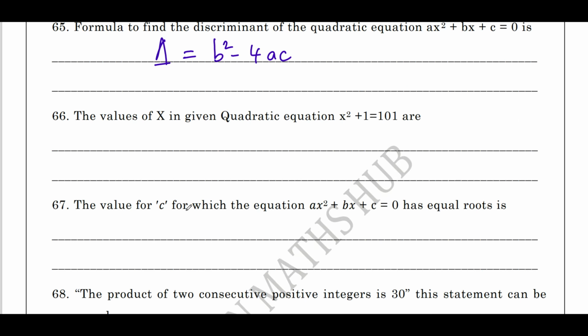Question number 66. The value of x in the quadratic equation is what? Given is x square plus 1 equals 1, 0, 1. Now shift plus 1 to RHS, it becomes what?